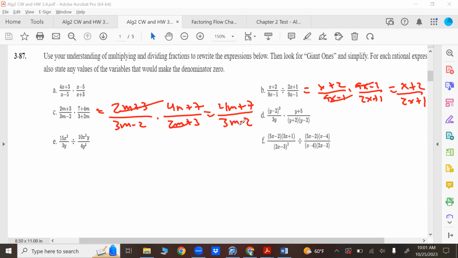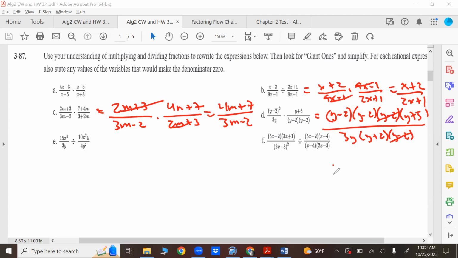For D, y minus 2 cubed, that actually is y minus 2 three times. So you can write it three times if you want. And you have y plus 5 as well. Down below is 3y, y plus 2, and y minus 2. The y minus 2s cancel. So it's y minus 2, y minus 2, y plus 5 over 3y, y plus 2. And leave it like that.